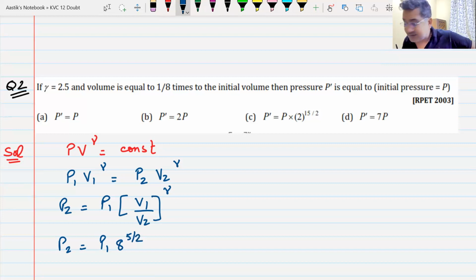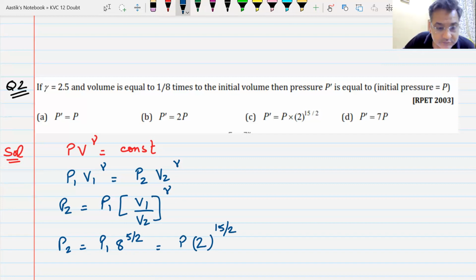Yes or no? Everyone understands this? And 8 is 2 raised to the power 3. So I get P into 2 raised to the power of 15 by 2. Everyone got this? Yes or no? Everyone understands how this is done? Sir.